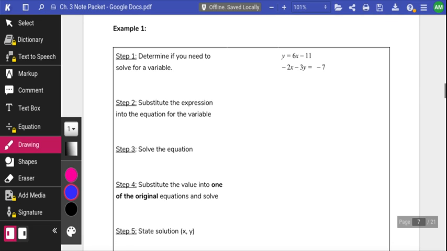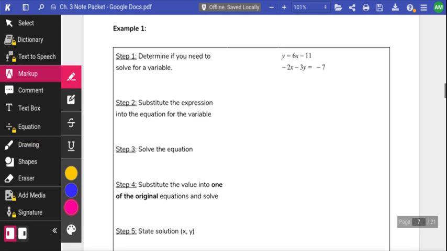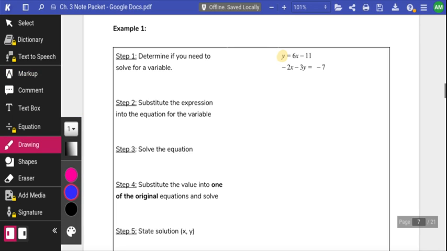We're going to determine first off if we need to solve for a variable. So looking at my two equations here, one of my equations is already written very nicely as y equals. Because it's already written as y equals or x equals, I do not have to solve for a variable. I'm all set for this equation.